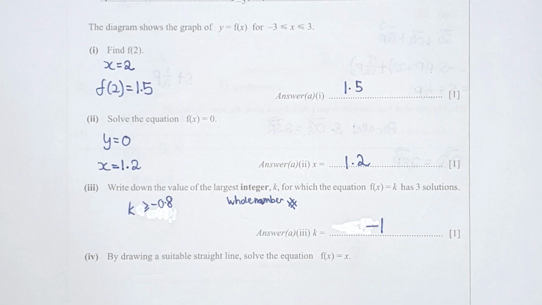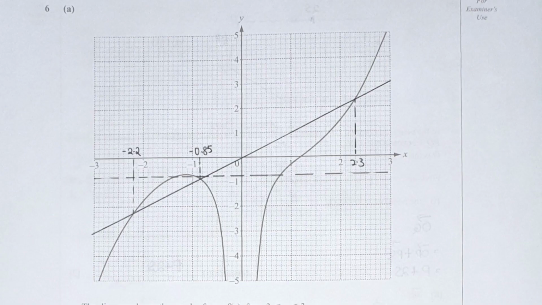Whereby for section 3, write down the value of the largest integer that has 3 solutions. So anything that is less than negative 0.8 will get you 3 solutions. However, for the largest integer, which is a whole number, your answer should be negative 1.